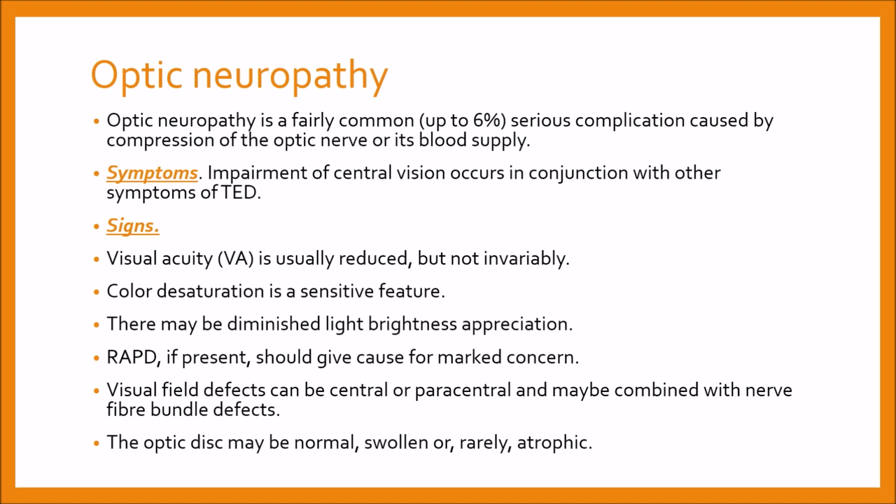Signs include a high index of suspicion, which should first be maintained for optic neuropathy, and it is important not to mistakenly attribute disproportionate visual loss to minor disease. Visual acuity is usually reduced but not invariably. Color desaturation is a sensitive feature. There may be diminished light brightness appreciation. RAPD, which is relative afferent pupillary defect, if present, should give cause for marked concern.